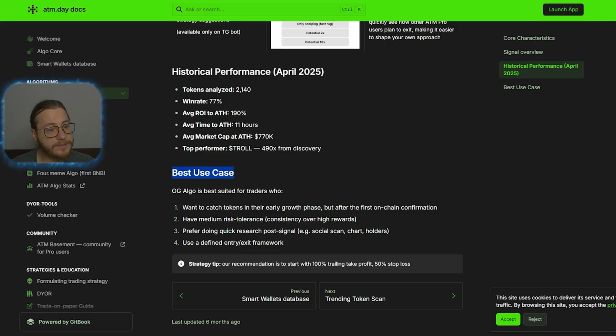OG Algo is best suited for traders who want to catch tokens in their early growth phase but after the first on-chain confirmation, have a medium risk tolerance, prefer consistency over high rewards, prefer doing quick research after signals, like social scan, charts, holders, and use a defined entry/exit framework. What I appreciate is that it's not trying to predict hype. It's tracking behavior that actually appears on chain.